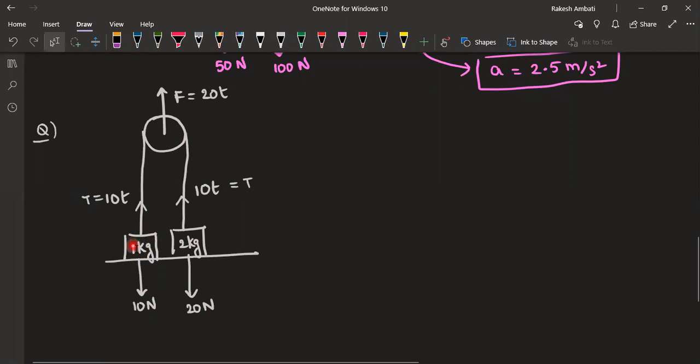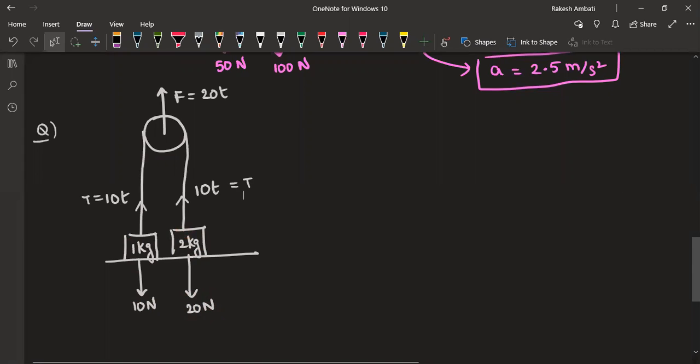So it is a 1 kg block. To lift the 1 kg block, minimum we require 10 Newton force. And in the case of the 2 kg block, to lift the 2 kg block, minimum we require 20 Newton force.